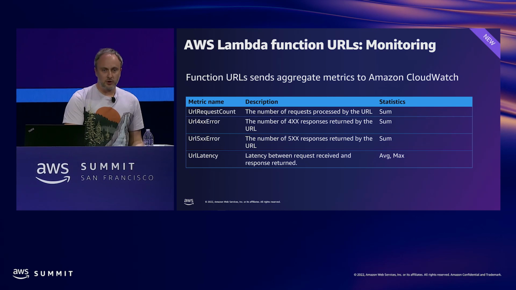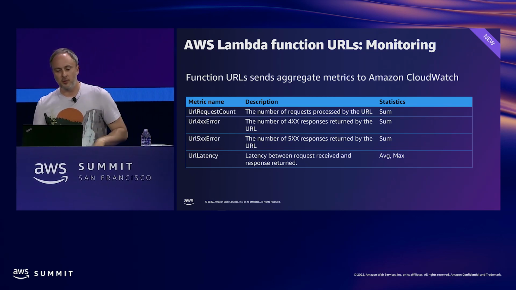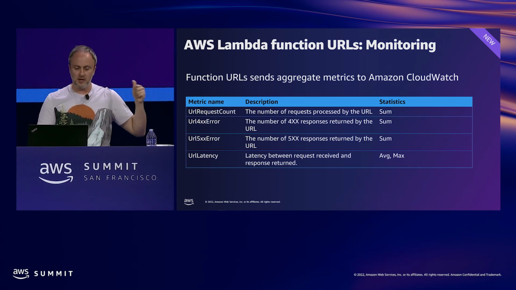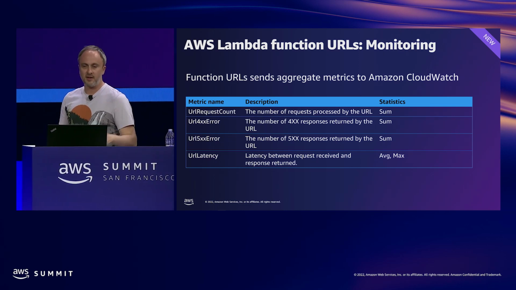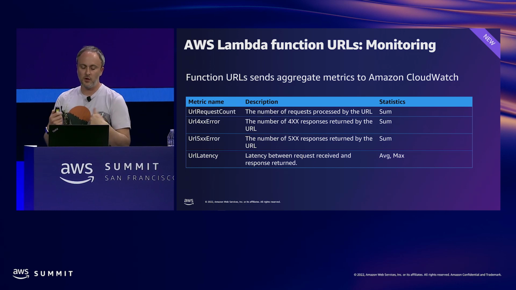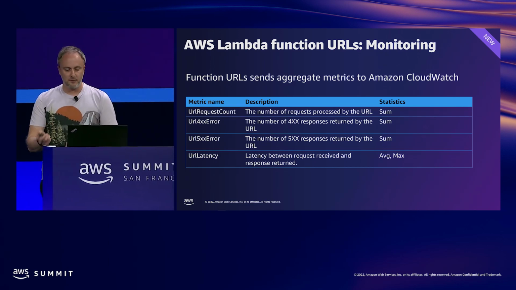There are some new CloudWatch metrics that are available with function URLs. So you can get the sum of the request count, you can get the 4x and 5x error sum, and you can get the URL latency average and max.